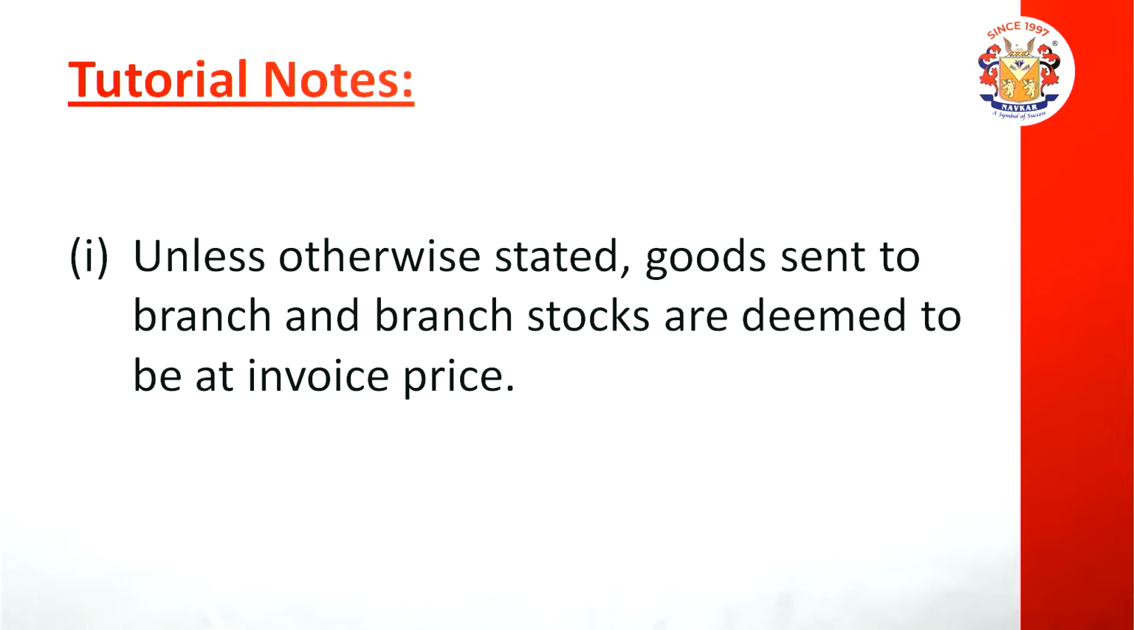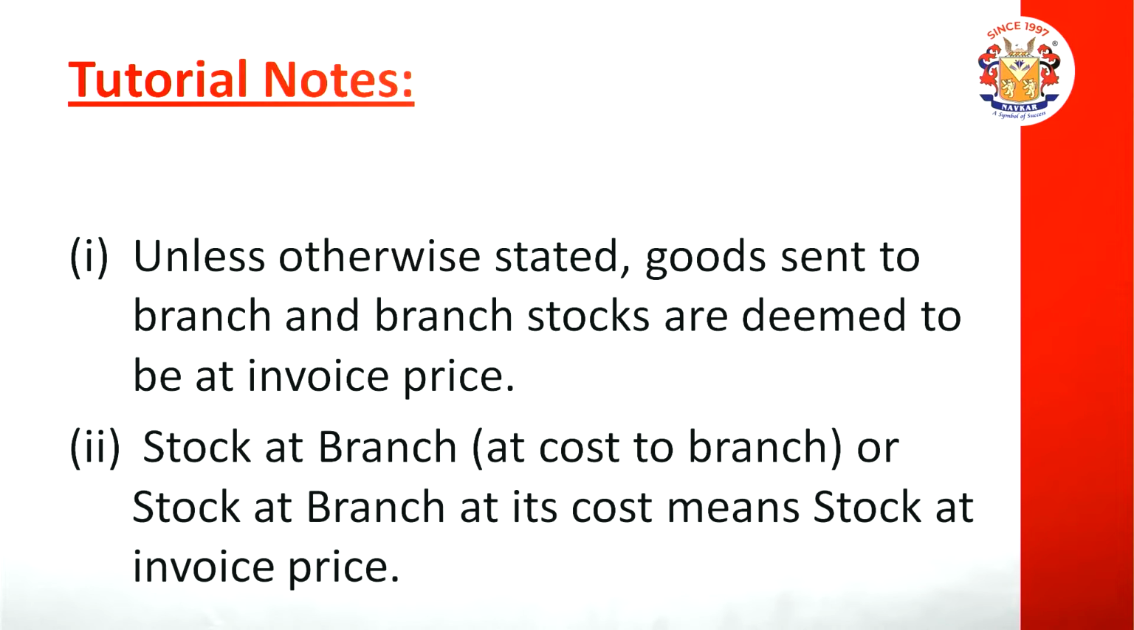Goods sent to branch means goods sent to branch as well as goods returned by branch. Here branch stocks means opening branch stock as well as closing branch stock. But if nothing is given in the question, then and only then, stock at branch at cost to the branch or stock at branch at its cost means stock at invoice price.